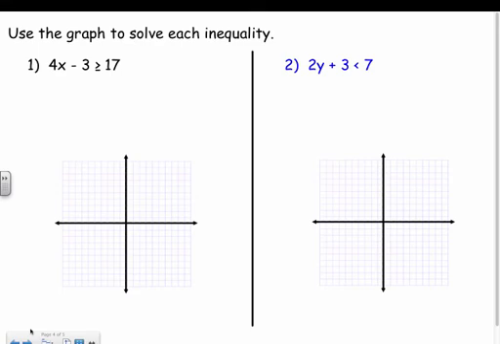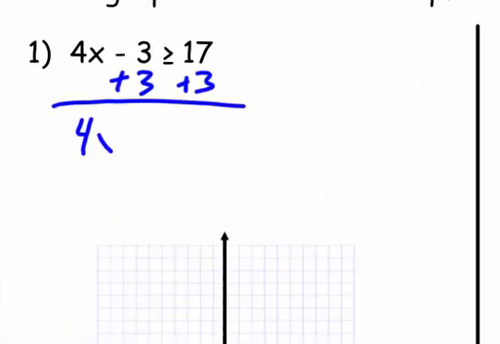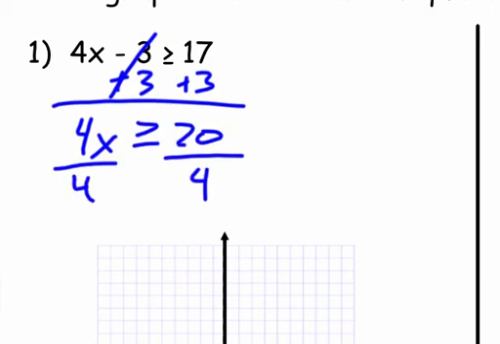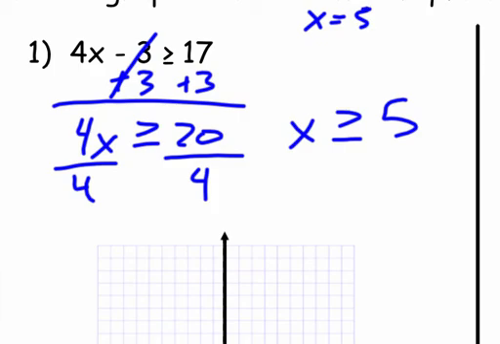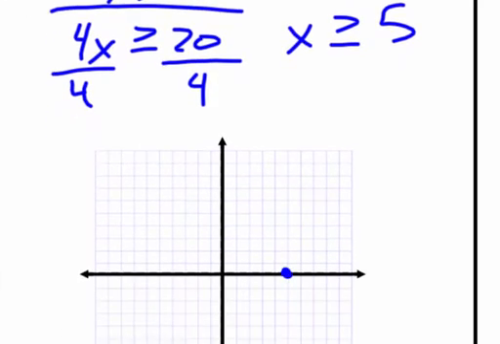Okay, I can do it when there's just one variable, when it's just x or y, and we can still graph that. So let's go ahead, let's get x by itself here. I'm going to add 3 to both sides. And then I'm going to divide by 4. So we get x is greater than or equal to 5. Well, remember how to graph that? If it was like x equals 5, I just go to 5 on the x-axis, and I put in a vertical line. Well, in this case, it needs to be solid because I have greater than or equal to. The equal to makes it solid.